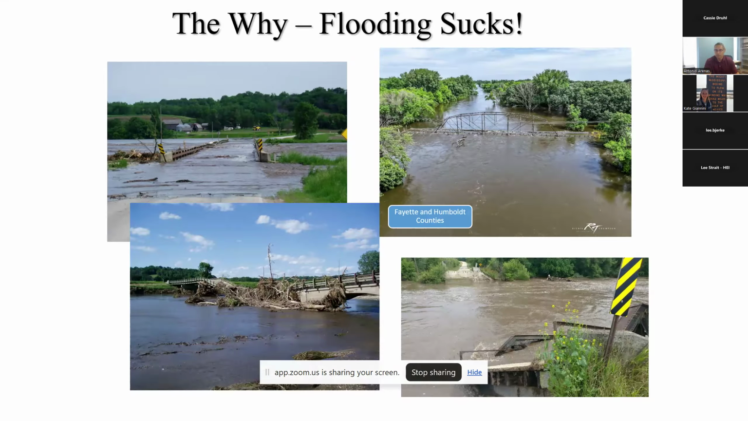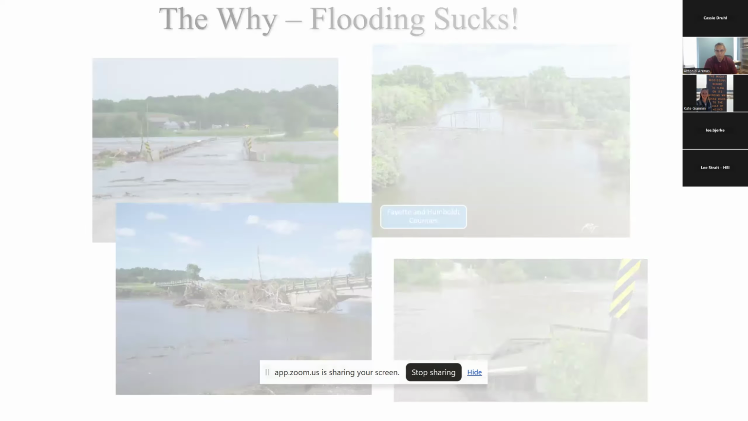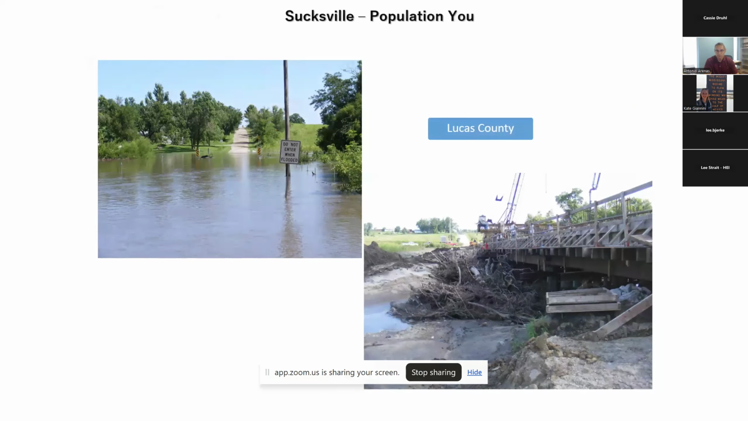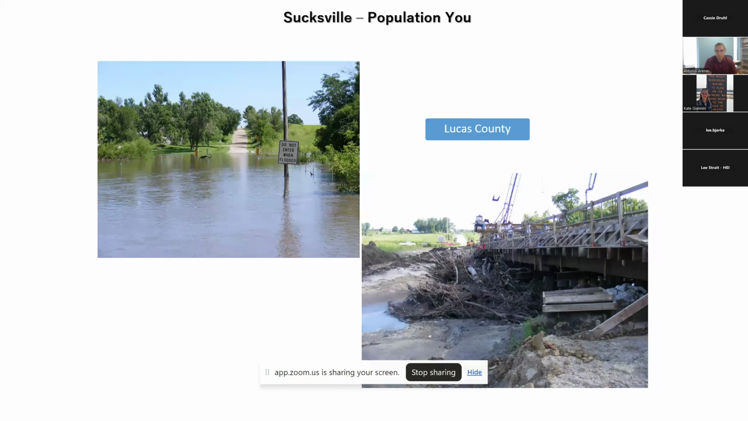Flooding sucks. Again, all these photographs are from the '08 flooding. This is the infrastructure we lost and had to replace, and that's expensive. We needed to come up with some way to slow this water down. Next slide. More of the same. When you have flooding, this is what you deal with. Next slide.